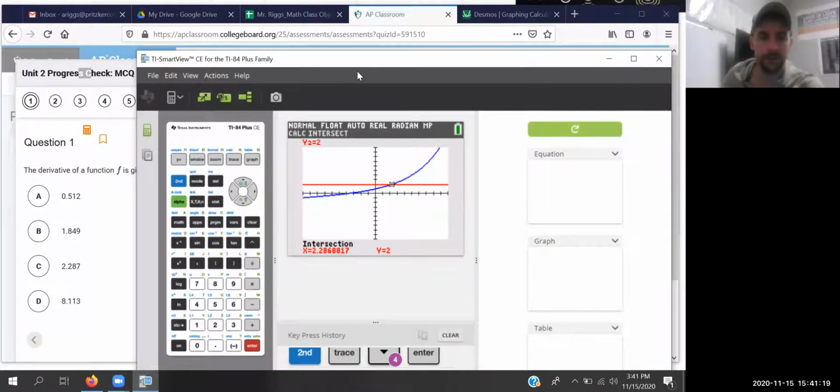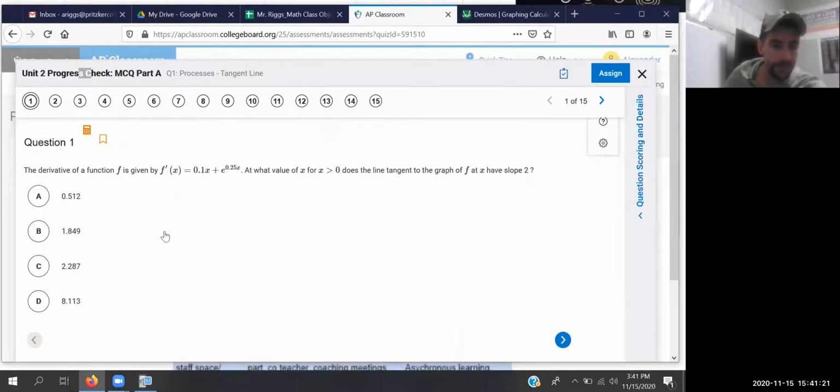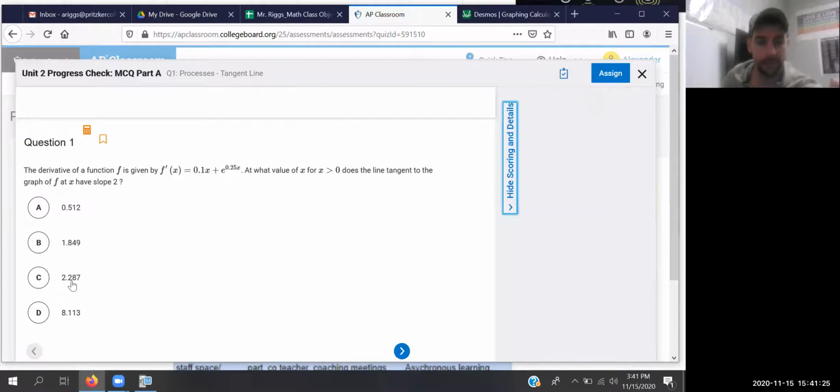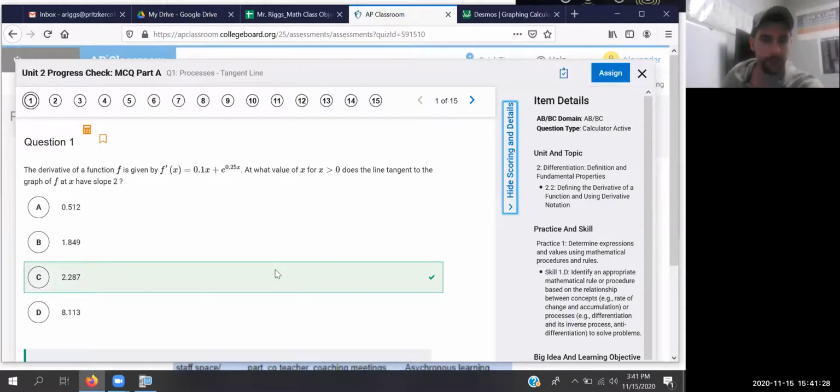So if we look at our answer choices and minimize this, we're seeing that looks like C is our best answer choice. And I have the teacher functionality, so I can see, yep, the right answer is C here, and it gives you a little explanation as to why.